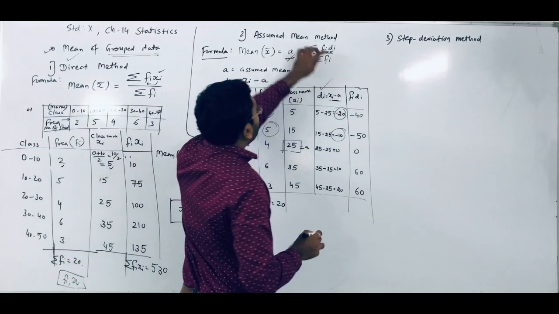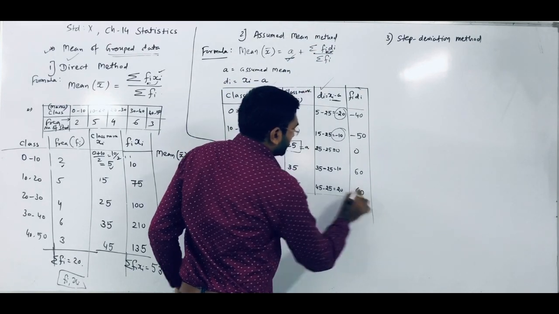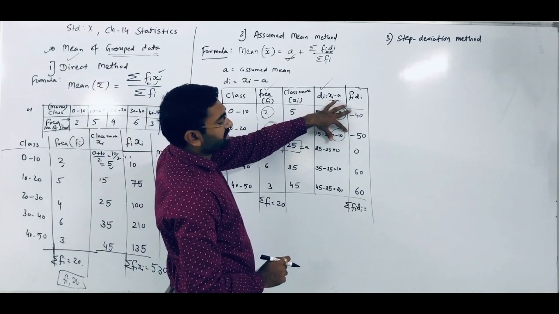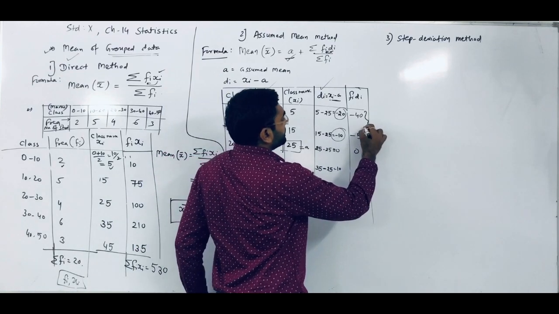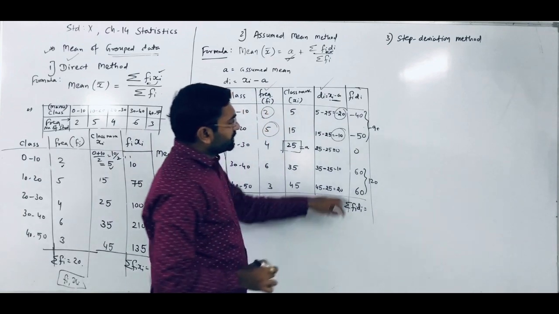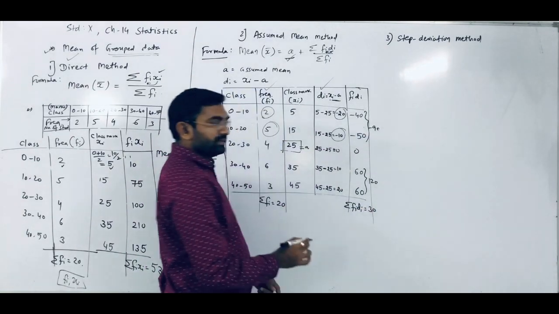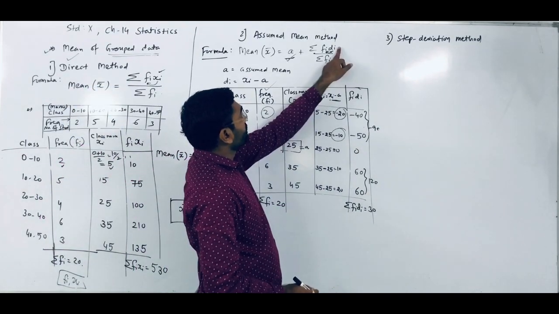Now, whatever the fi di values are, we have to write their summation. So sigma fi di. We have to do its summation. The negative number summation is what? Minus 90. The positive number summation is what? Plus 120. So 120 minus 90, we get 30 only. Right? So sigma fi di is 30, which we have to put here.